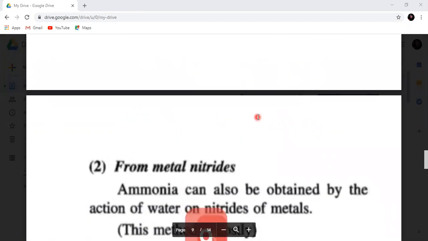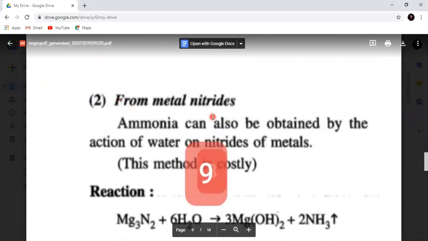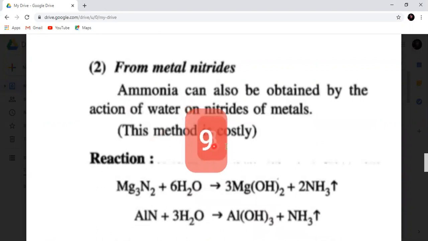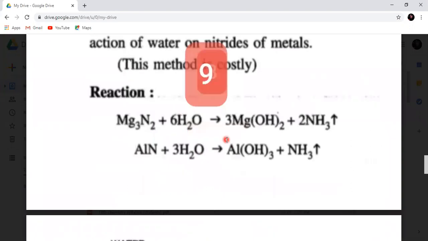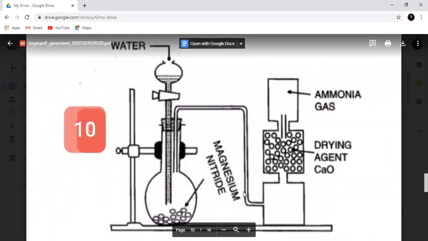After ammonium chloride preparation, next is the laboratory preparation from metal nitride. Metal nitride is prepared in the lab, but we are not using that method because it is costly. What is happening in this one? Metal nitrides like magnesium nitride or aluminum nitride are treated with water, and there will be formation of magnesium hydroxide with ammonia. Same with aluminum hydroxide with ammonia. In both cases, ammonia is formed, and the setup of that preparation is like this.